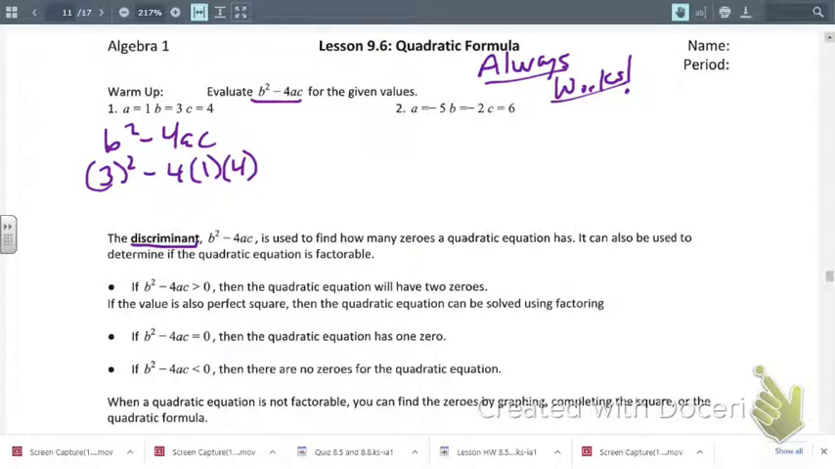So 3 squared, that's going to give us 9. And then we have a negative 4 times 1. That's negative 4. And then a negative 4 times 4. That's a negative 16. So our answer is going to be negative 7.